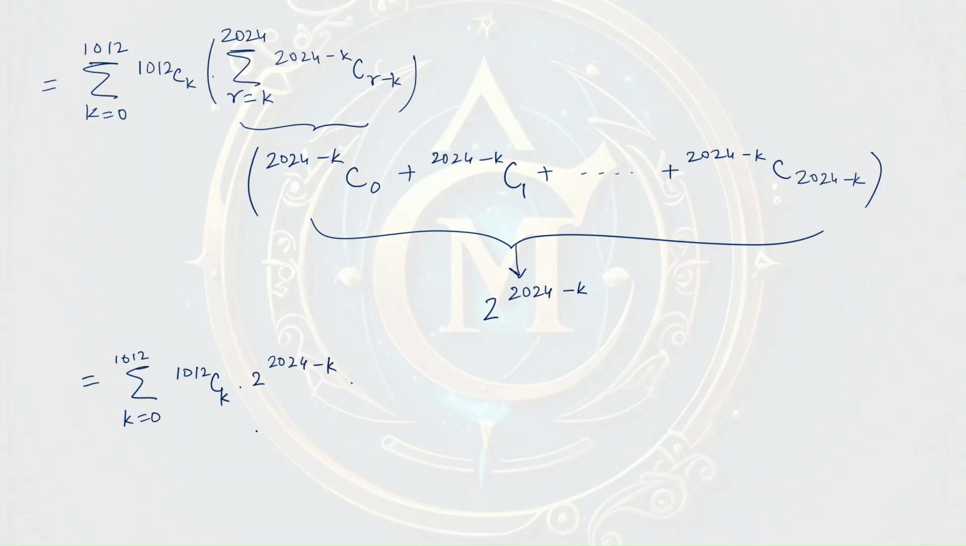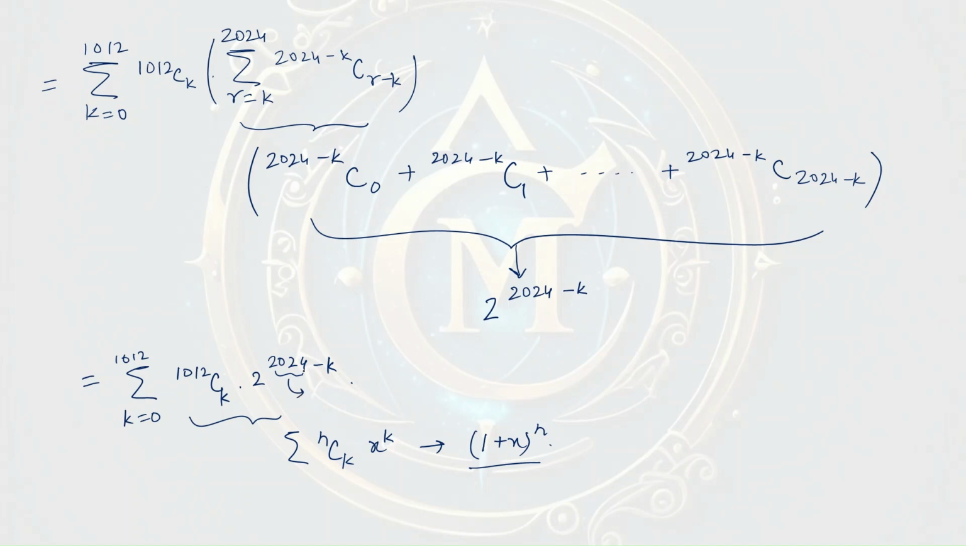Now here, if we notice that this is something of the form nCk x to the power k with a summation, that means it can become 1 plus x whole to the power n. But here, notice that this term is 1012, but here there is the term 2024. So we need to convert this into 1012.